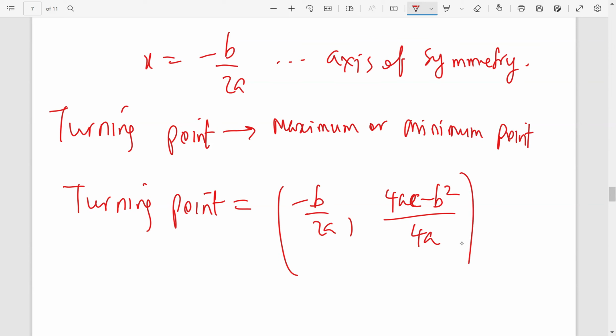So that is how we determine the properties of the quadratic function. For more details, we're going to continue with some examples in the coming session.